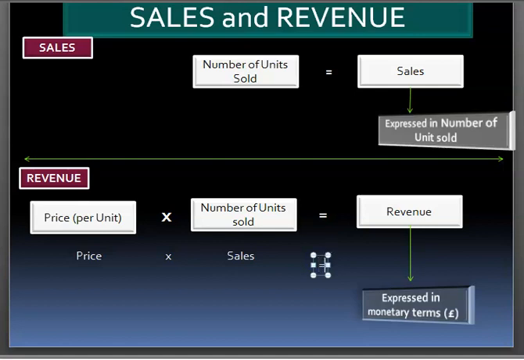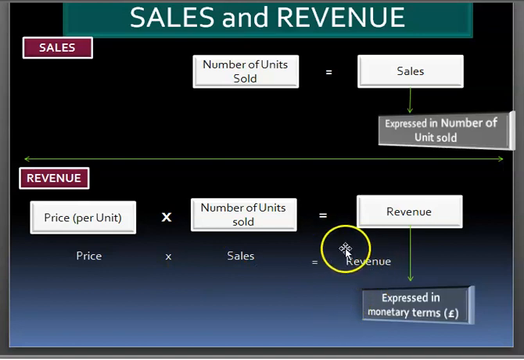Equals your revenue. Where's my equal sign? That's it there. Yeah, equals revenue. That's another way of saying it. Okay. Revenue. So invariably, we're saying the same thing. If I say price per unit times number of units sold equals revenue, it is the same thing as saying price times sales equals revenue.